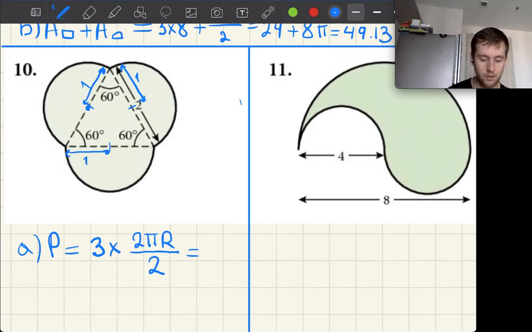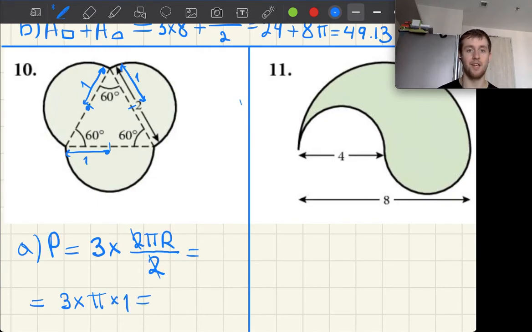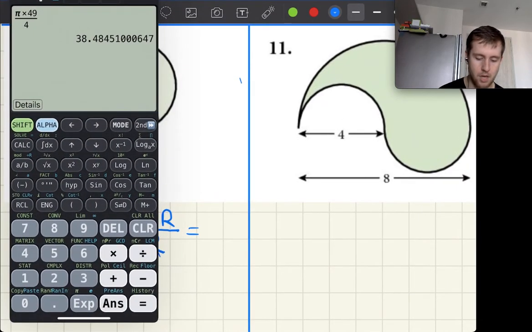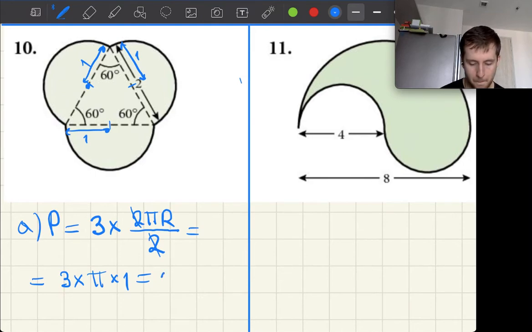And in this case, the radius is equal to 1. So it's 3 times pi times 1, if you want to write it like that, because again, the radius is 1. So 3 times pi would be equal to 3 pi, which equals 9.42. So that's quite easy. Okay, so the next part is probably a bit more interesting.